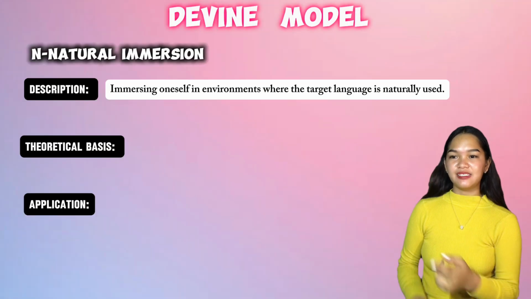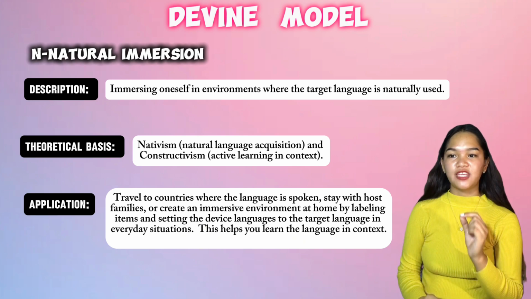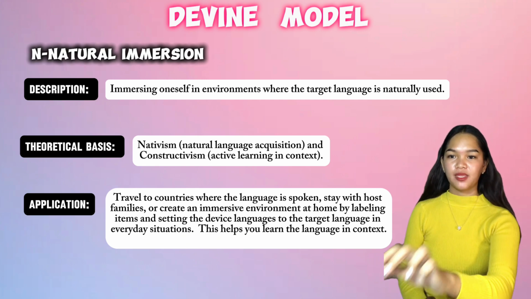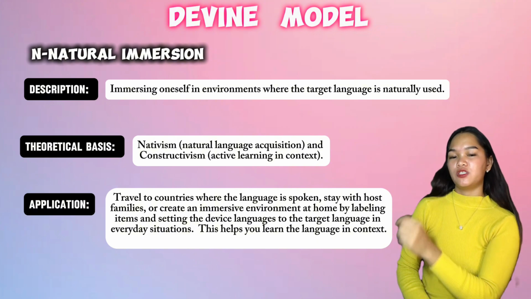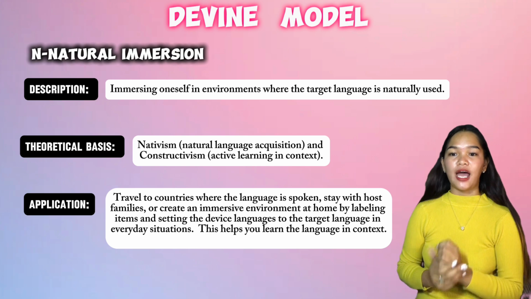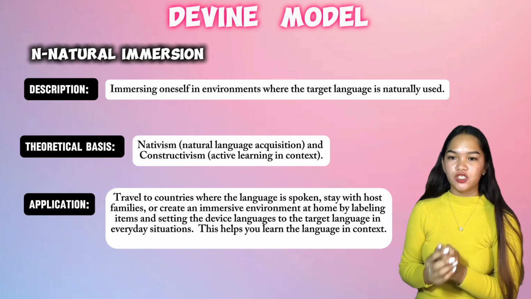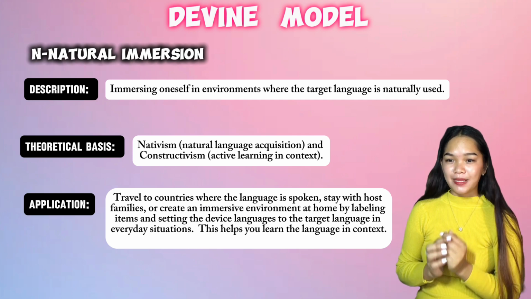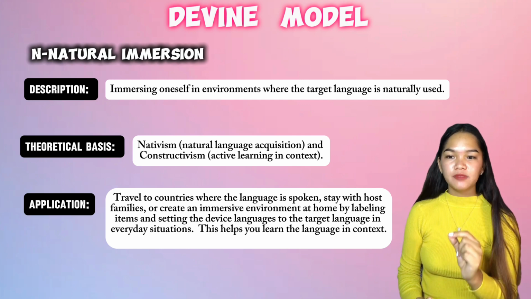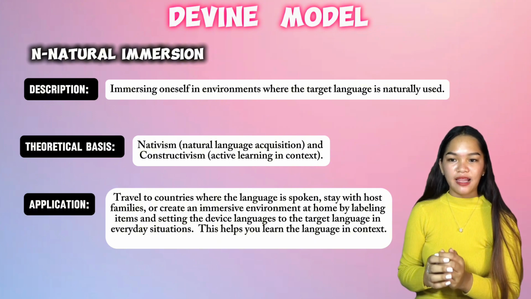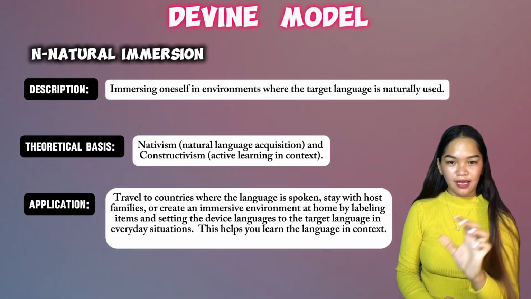And second to the last is natural immersion. Immersing oneself in an environment where the target language is naturally used. In theoretical basis: it is nativism, natural language acquisition, and constructivism, or active learning in context. Application: travel to countries where the language is spoken, stay with a host family, or create an immersive environment at home by labeling items and setting the device language to the target language in everyday situations. So, this helps you learn language in context.